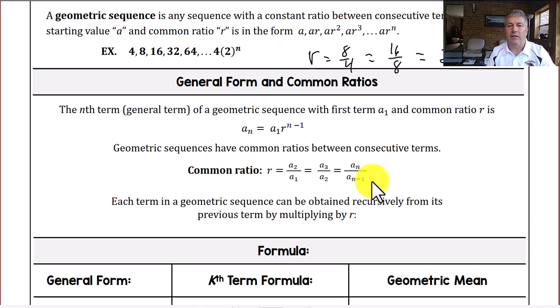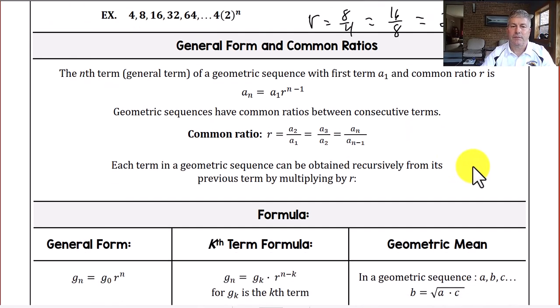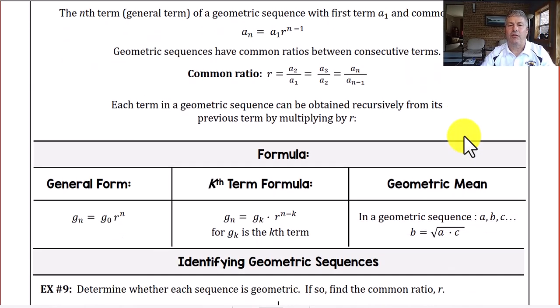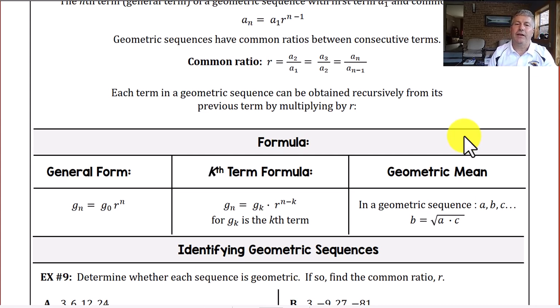I've already talked about the common ratio. We saw that. So the common ratio is just the second term divided by the first, equals the third divided by the second, and so forth. And then each term in a geometric sequence can be obtained recursively from its previous term by multiplying by our ratio, or r. So we've got our general form.